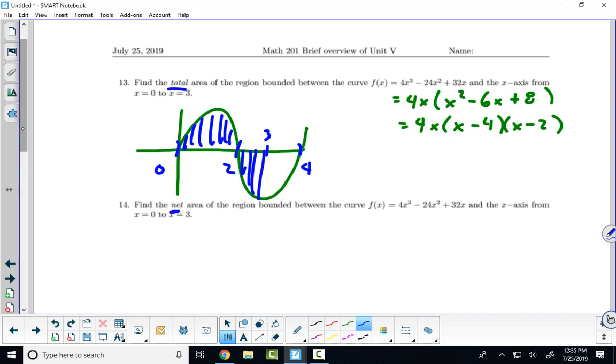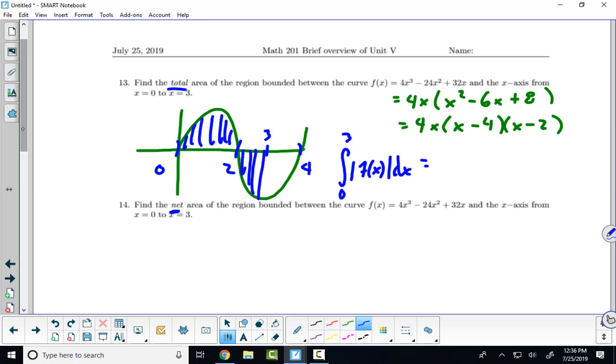So all I have to do to find the total area is to break it up. So the total area, I'm going to write as the integral from 0 to 3 of the absolute value of f of x dx. What did that just do? It just flipped all the regions below the x-axis above the x-axis. So now my definite integral, just as I normally use it, will count everything as positive.